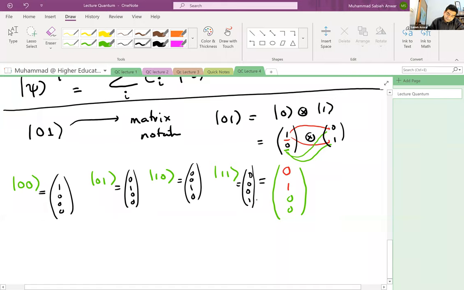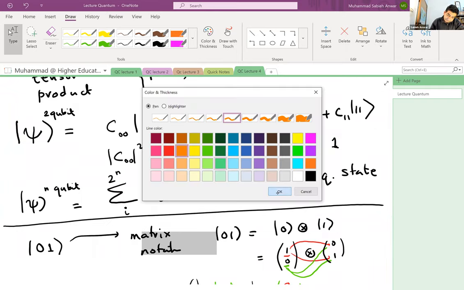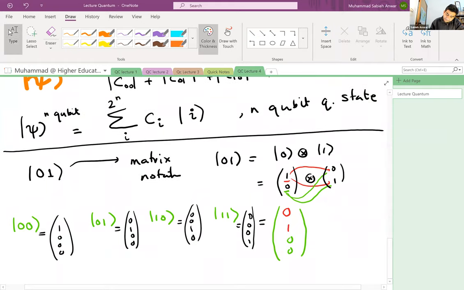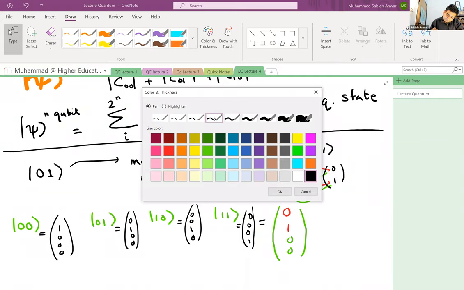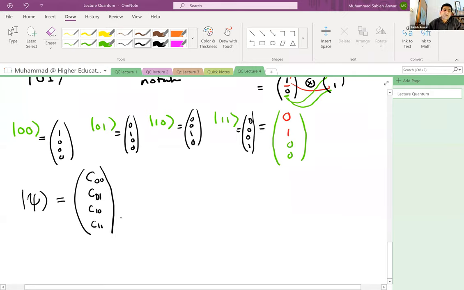And any state, so if I were to take this state that I've written over here, this ket psi will simply be c00, c01, c10, c11. 4 complex coefficients as the 4 entries of the complex vector. So far, so good. Any questions here up till this point?